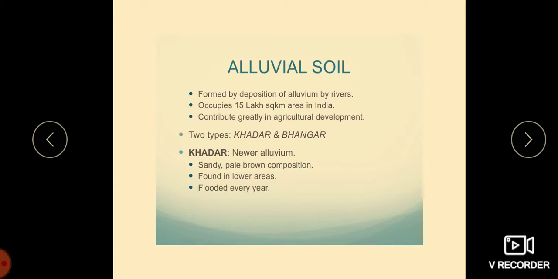It is sand, pale brown in composition, and it is found in the lower areas and is flooded every year. The coarse gravel and older alluvium we call Bhangar. Both types of soil we find in the Indo-Gangetic plain.